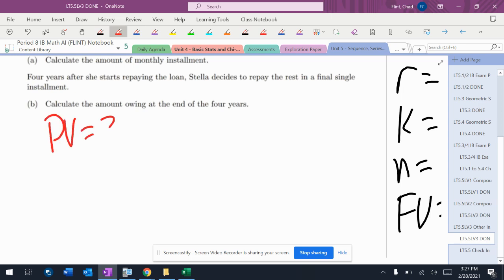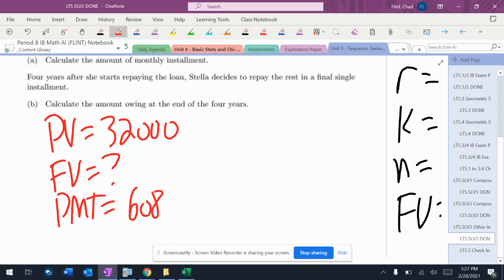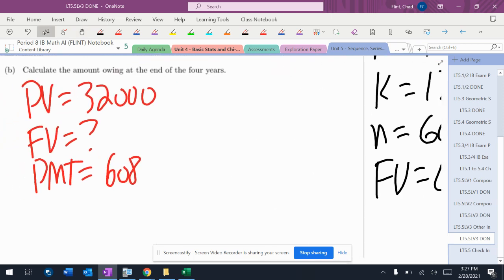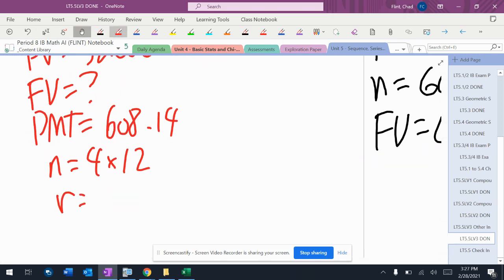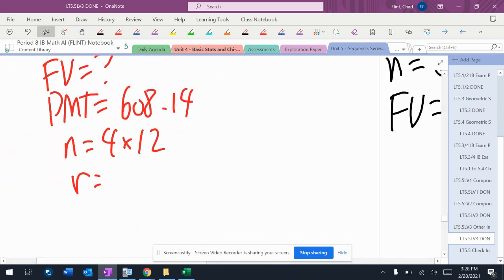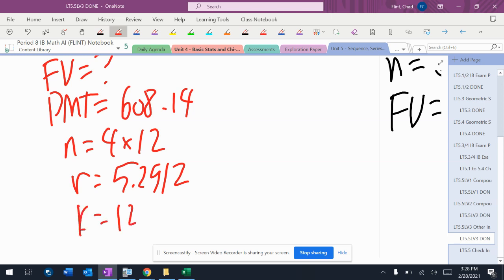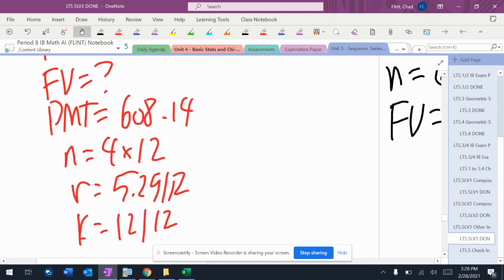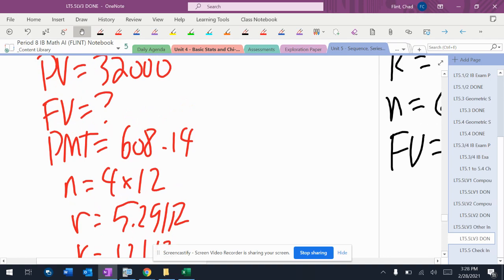So my present value is still 32,000. My future value is what I'm trying to figure out. My payment I just figured out was 608.14. I'm doing this for 4 years, but I'm going to figure this all out monthly. My interest rate was 5.29%, but I'm doing it monthly again. My compounding was 12 times a year, but again, I'm doing it monthly, so I'm dividing it by 12. And then I want to know what my future value is, and that should be everything.